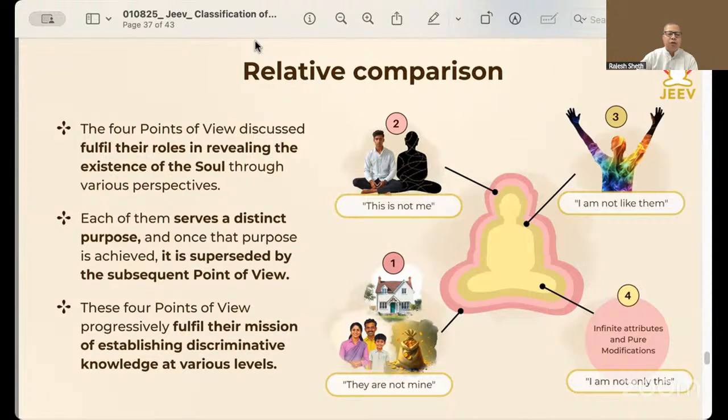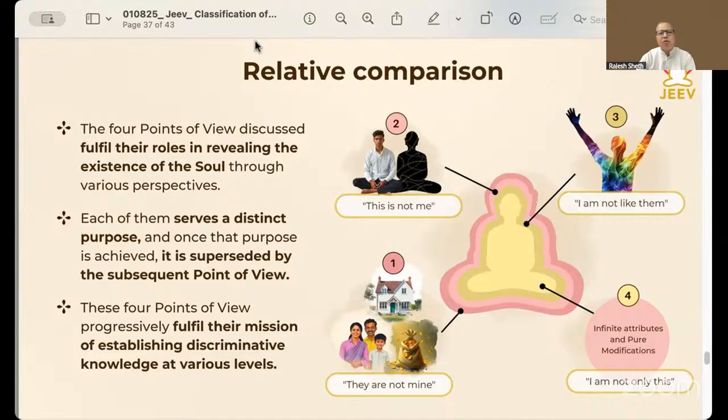Then we move to number 2. This is not me. So what is not me? Number 2, what were the 2 components? The body and the karma. Doer and bearer of it. Number 2 was body and karma. So this is not me. This is not my identity. So there also, this was the sense of discriminative knowledge.